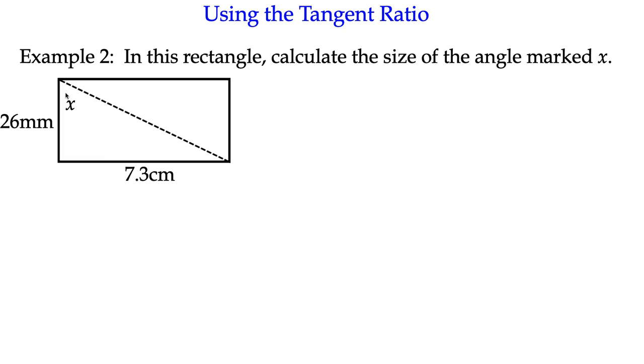What does it say? It says in this rectangle, calculate the size of the angle marked x. Okay, so we're told it's a rectangle, which is important in one way, because if it's a rectangle, all these angles are right angled. Those two in particular, but also the other two. All of them are right angled, but we're not looking for the whole angle up here. We're just looking for the size of x.